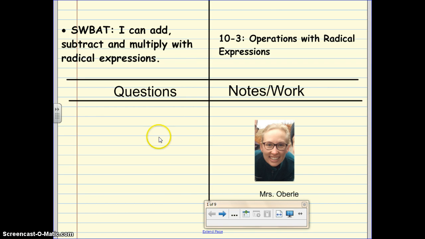Today our SWABAT is: I can add, subtract, and multiply with radical expressions.